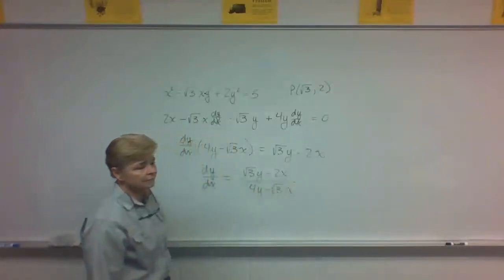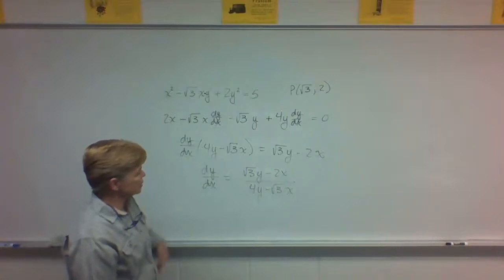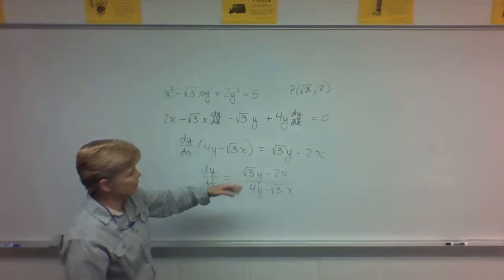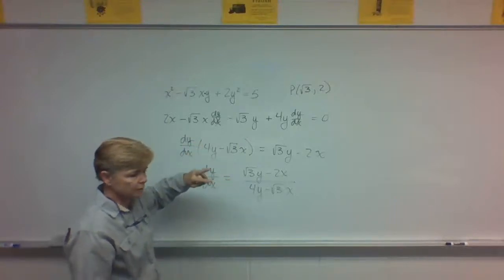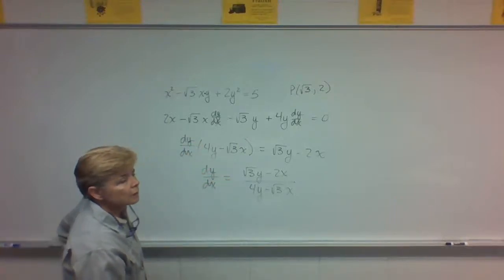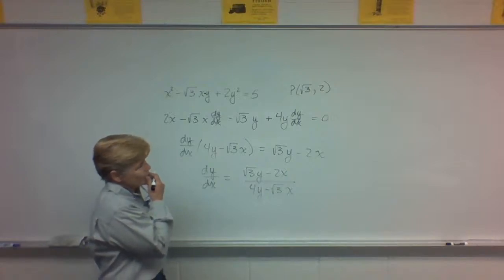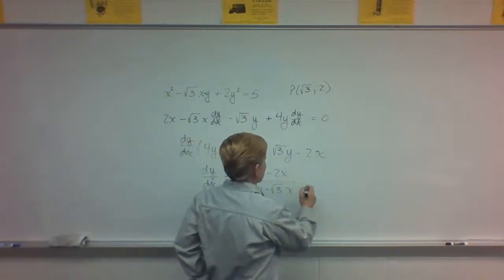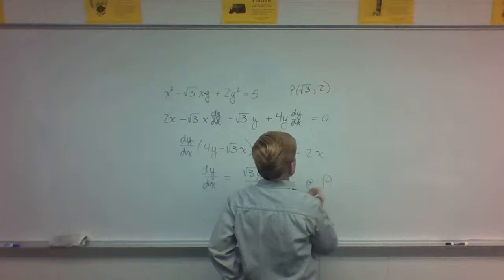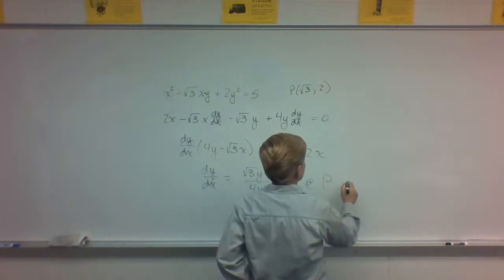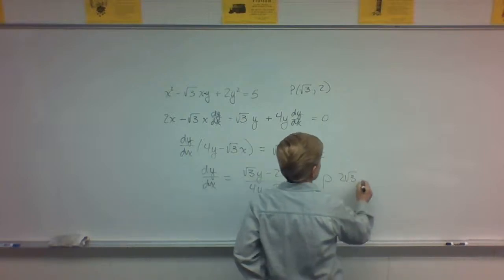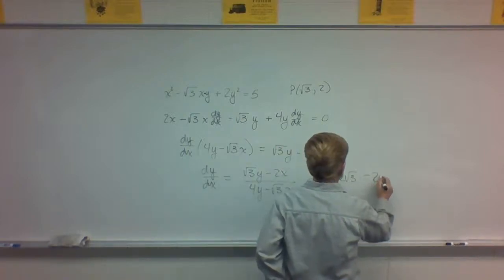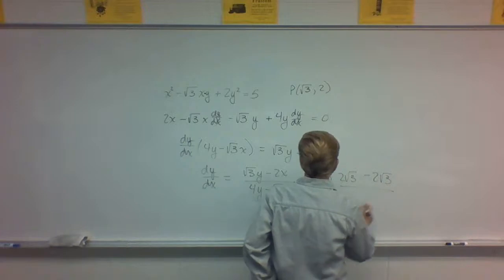And then plug in to get the slope for the tangent. We plug in root 3 and 2 into this. To get the slope for the normal, we plug root 3 and 2 into this, and then turn it over and change sign before we write it. So we got to plug that in. I'm going to say at P, and that's going to be root 3 times 2 minus 2 root 3. Oh, that's nice.